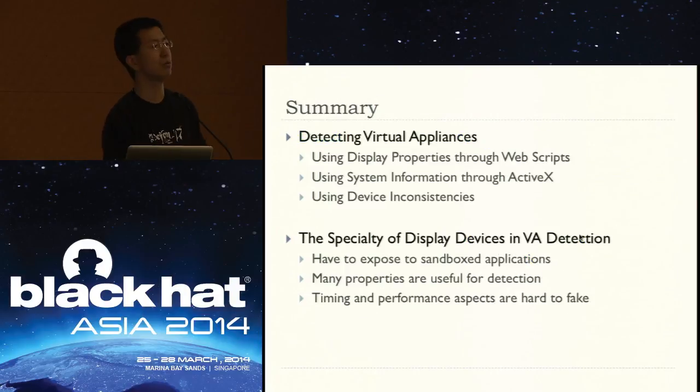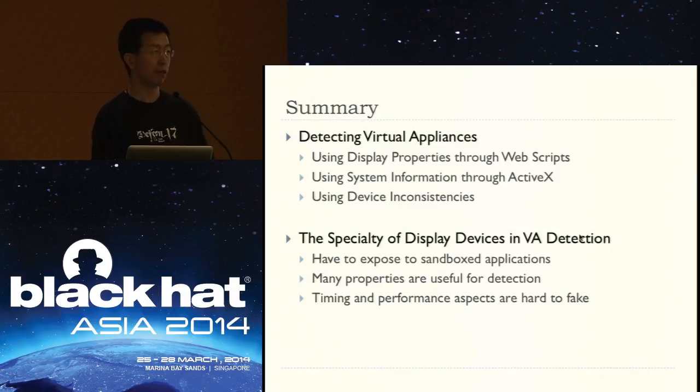Now, to summarize the talk, what I told you is that we did some preliminary effort to try to detect virtual appliances, and we focused on detection through the web script. Using the web script, you can get lots of display-related information, and those are some simple heuristics you can use. We also looked at the case where the virtual appliance runs potentially native code like ActiveX, then potentially you have more information you can collect. Or if you have lower level access to the device, then it's much easier to tell the difference.